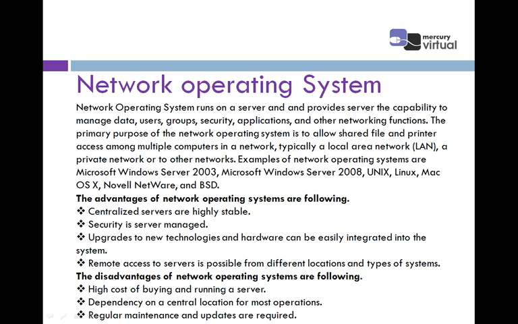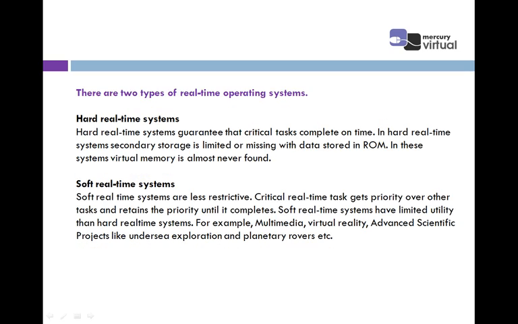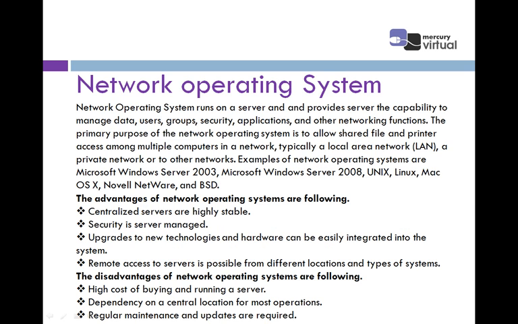Another operating system is the network operating system. As the name suggests, network operating system means there is some network, and if we are using the network, that is done by the network operating system. A network operating system runs on a server and gives the server the capability to manage data, users, groups, security, applications, and other networking functions. Means with the help of this operating system, we can manage data, users, security, applications, and other networking functions.